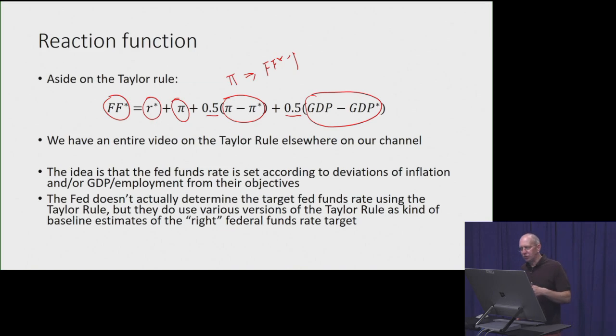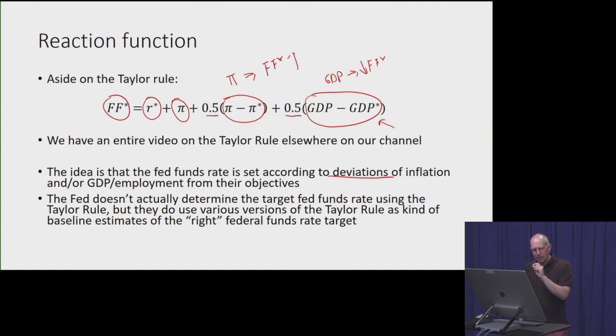Other things equal, if GDP growth is below target, we should see a lower federal funds rate in order to move GDP growth back up toward its target. And so again, the idea here is that the Fed's funds rate is set according to deviations of inflation and GDP or employment from their objectives. So I've operationalized this version of the Taylor rule with GDP. We could also operationalize it with, for example, the actual unemployment rate relative to the maximum sustainable unemployment rate. It doesn't change the outcome, but I thought I would go with this operationally.